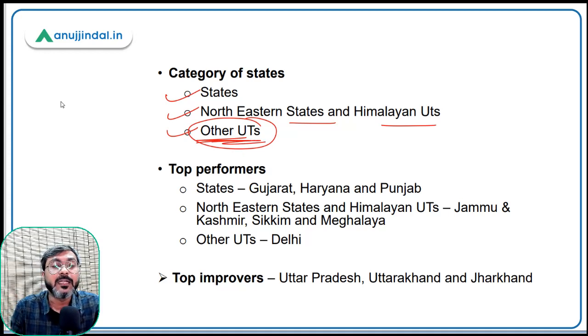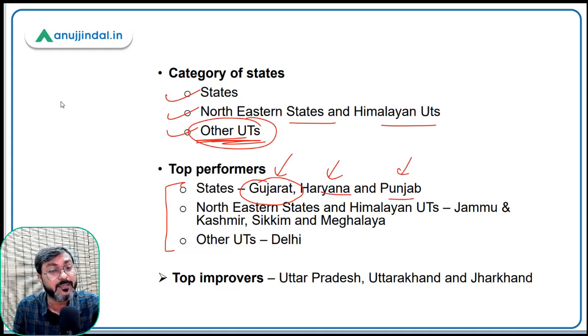All right. Now, top performers, ab hum ranking ki baat karein. So once again, Gujarat is at number one. For the third time, Gujarat is ranked number one, followed by Haryana and Punjab, which are at rank two and three. In the northeastern states and Himalayan UTs, number one pe it is Jammu and Kashmir, then number two Sikkim, and then number three Meghalaya. And among the other UTs, Delhi is at the top position.